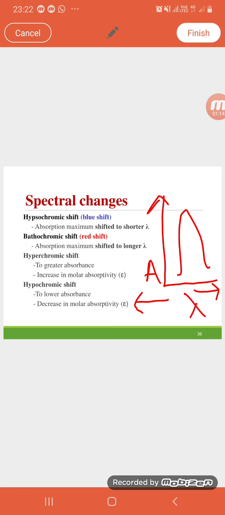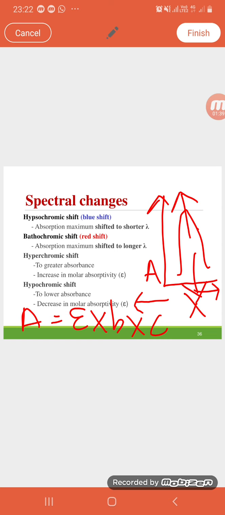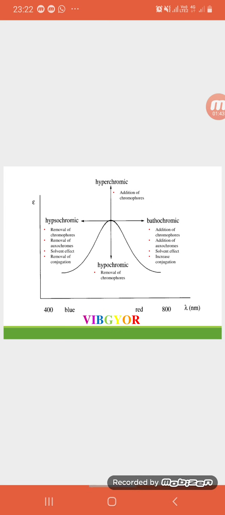For the hyperchromic shift, the peak will shift to greater absorbance, and basically this is due to the increase in molar absorptivity. A equals molar absorptivity times b times c. Do you remember? Beer's law. Okay, then the hypochromic shift is the shift to the lower absorbance. So this is related to the decrease in molar absorptivity.